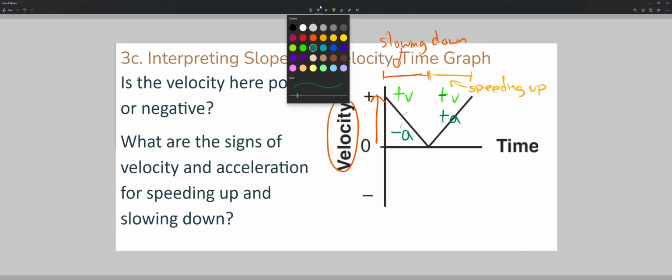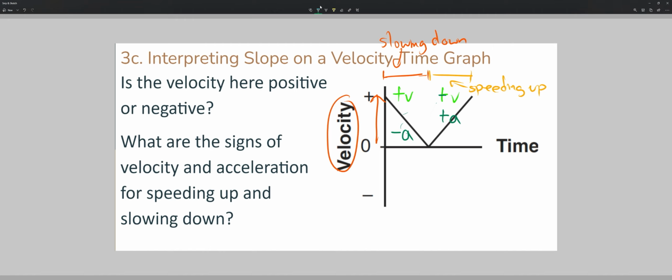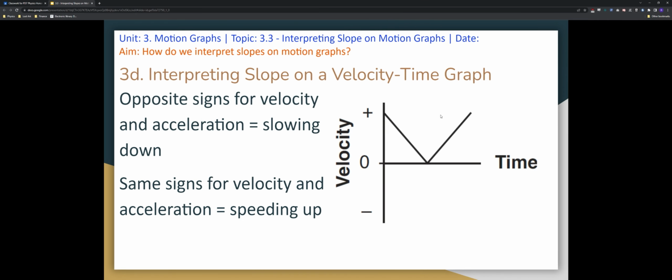So the signs of velocity and acceleration must be the same if you're speeding up. They must have the same signs. And if you're slowing down, they must have opposite signs, as you can clearly see here. And this is essentially a summary.